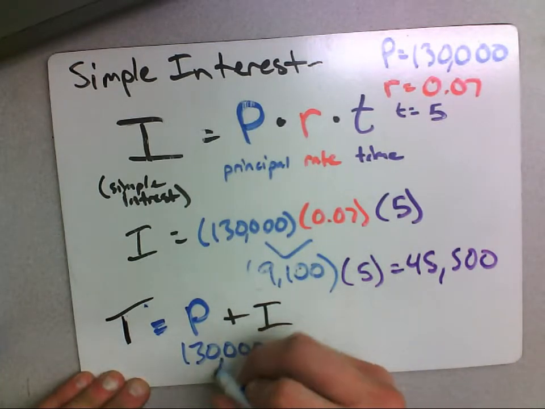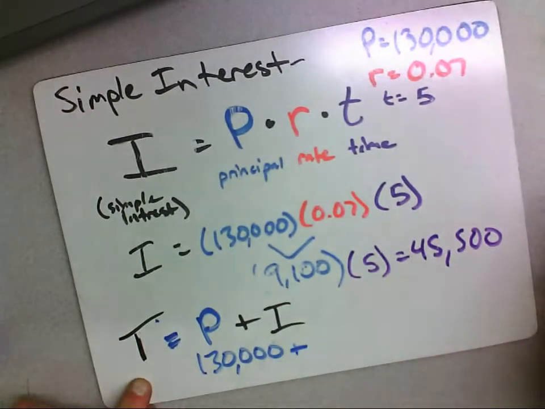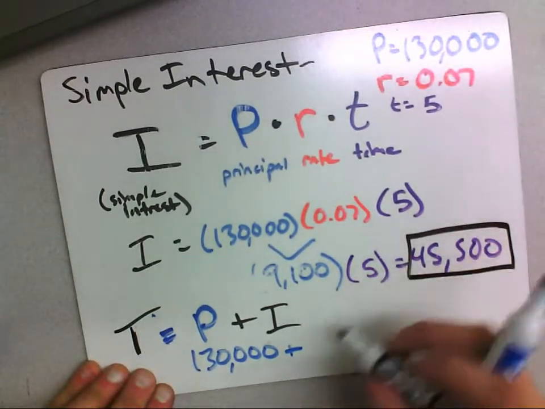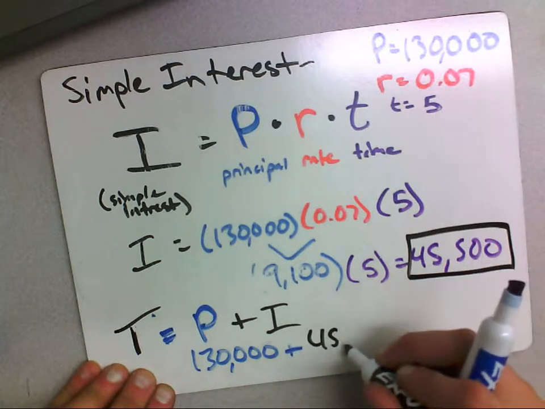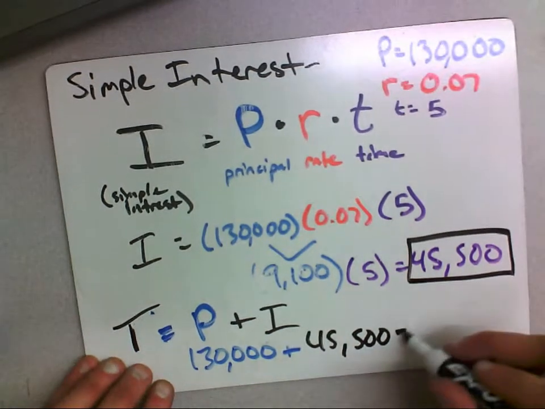So, hard formula, we got to add now. 130,000 plus this new number here, 45,500, and we get $175,500.